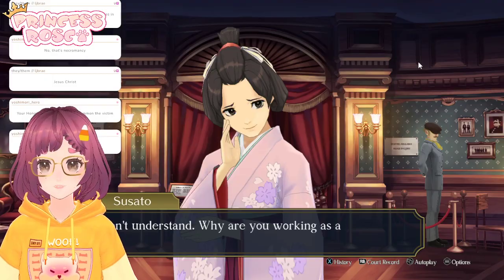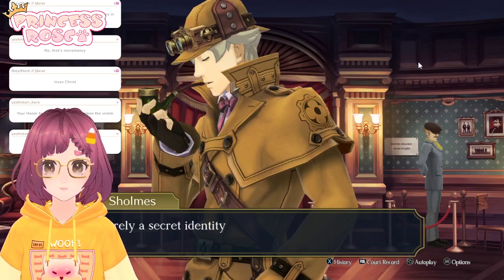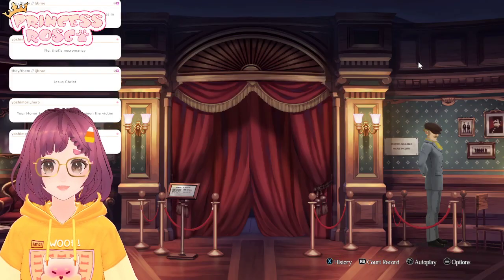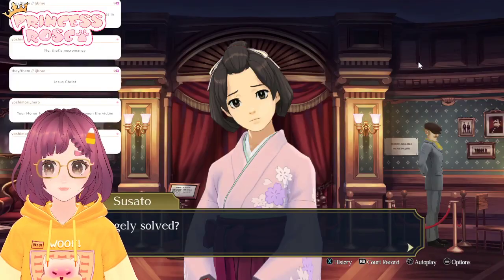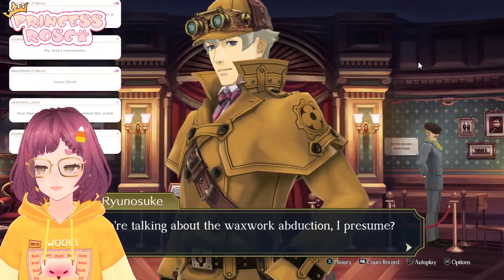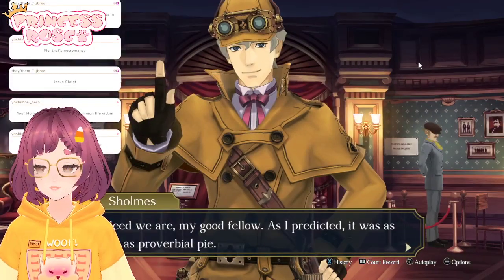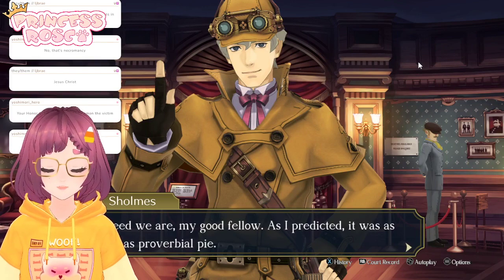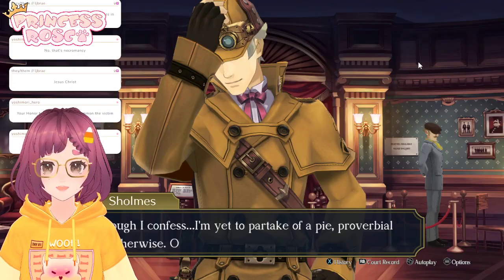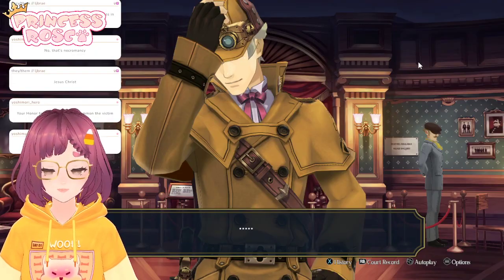I don't understand. Why are you working as a waxwork here, Mr. Sholmes? Merely a secret identity, you understand, though the case is largely solved now. Largely solved? We're talking about the waxwork abduction, I presume. Indeed we are, my good fellow. As I predicted, it was as easy as proverbial pie. Though I confess I'm yet to partake of a pie, proverbial or otherwise, or any food today so far, for that matter.